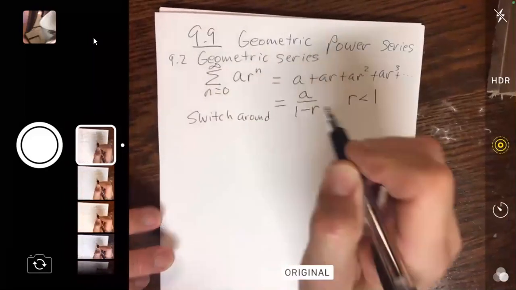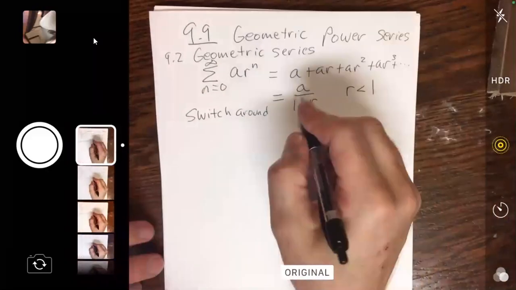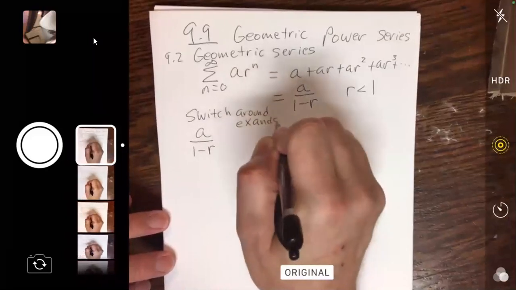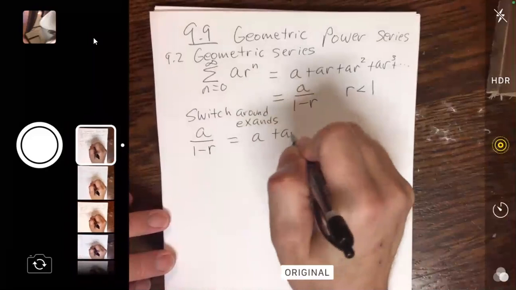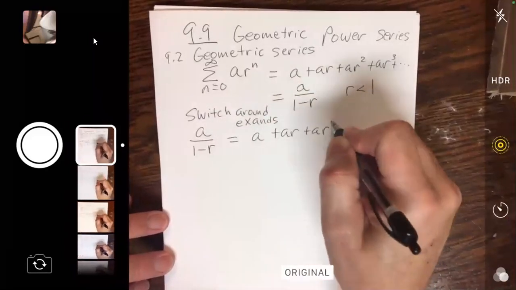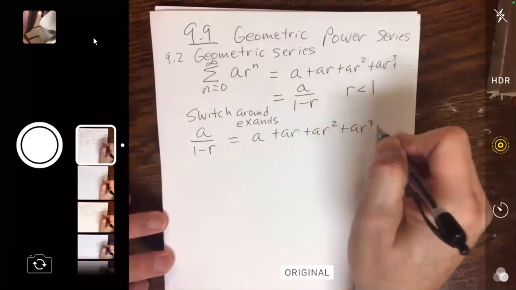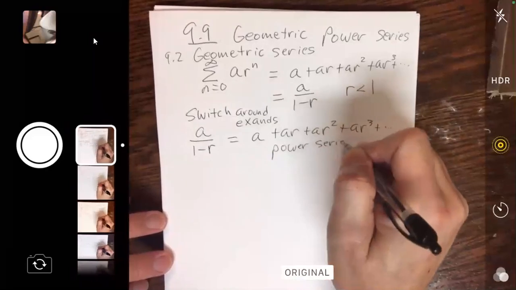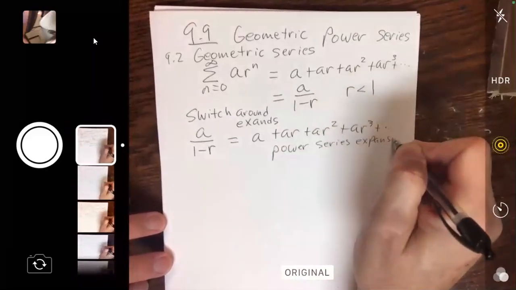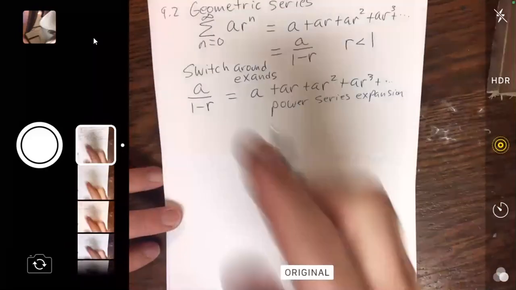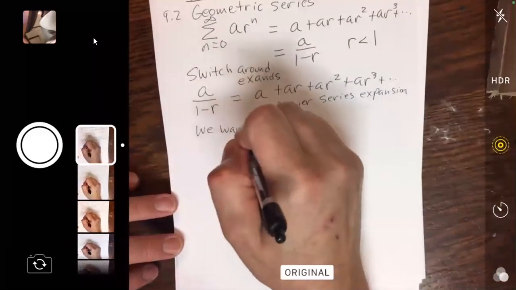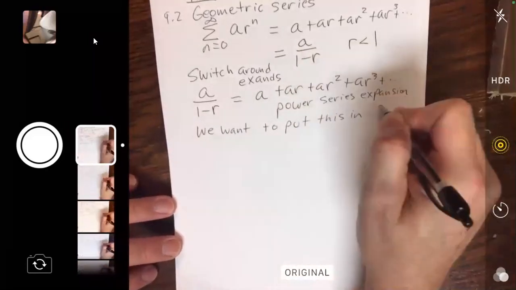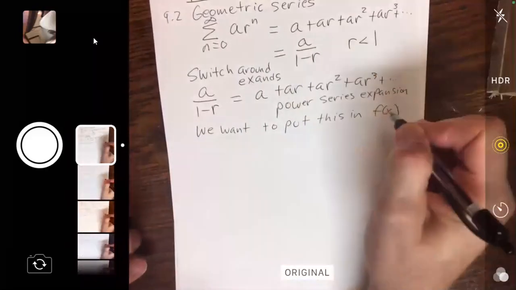Tried to show you this a little bit last section, but we couldn't do much with it. This means a over 1 minus r, and it expands to a plus ar plus ar squared plus ar cubed. And this is called the power series expansion. All right, we want to put this in f of x form, make it look more like your standard function form.